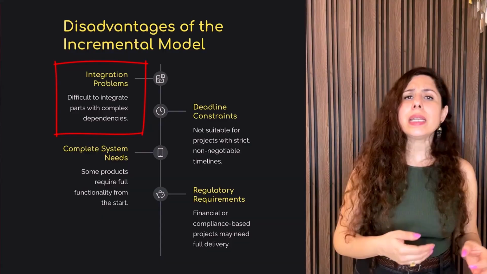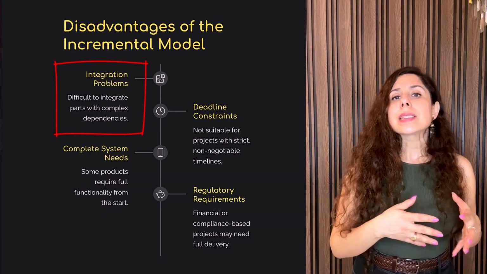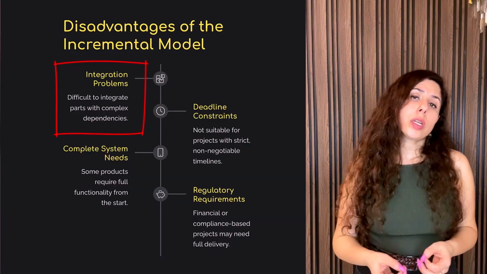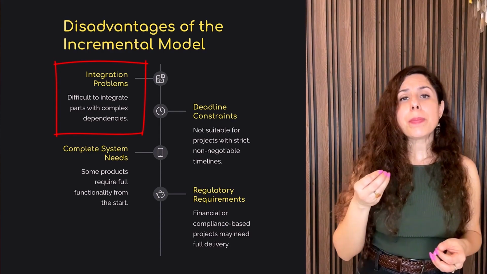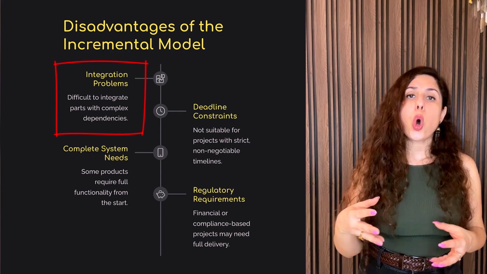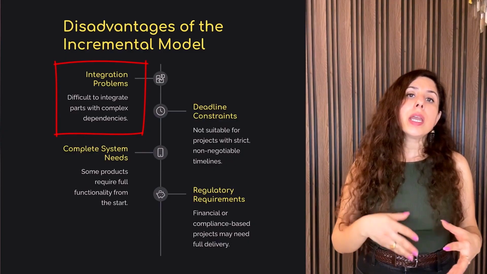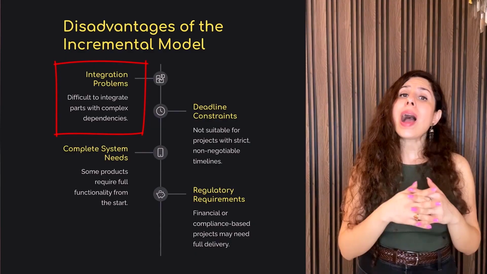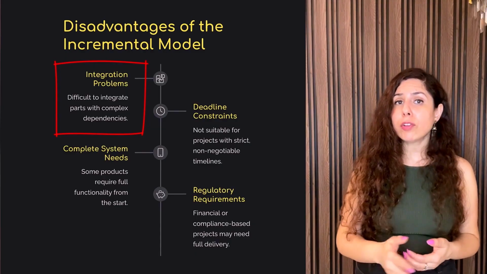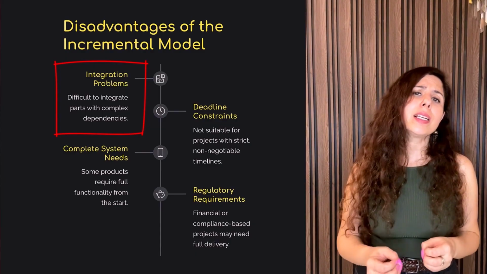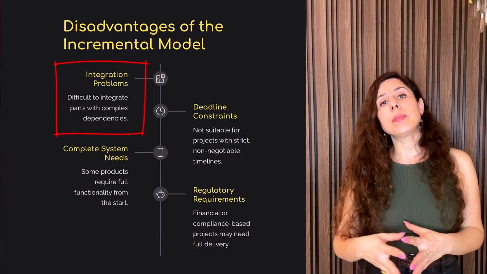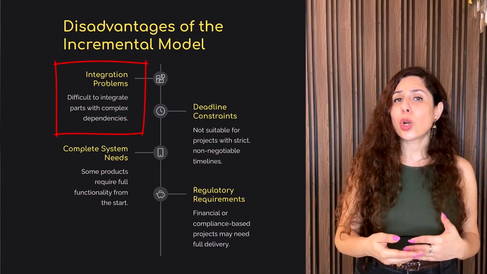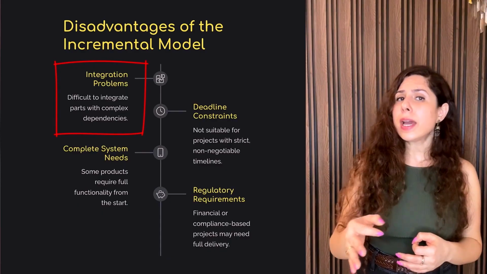Another issue can be integration problems. Sometimes when you divide the product into increments, it becomes very difficult to integrate all the parts later. If your product has complex dependencies between each module and you haven't planned the integration carefully, it can create a lot of technical issues later during merging. So the incremental model doesn't work well here as well.